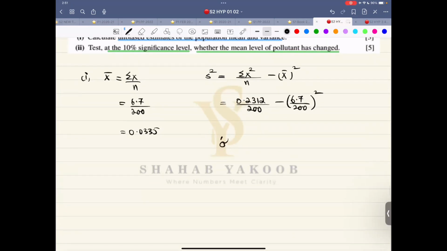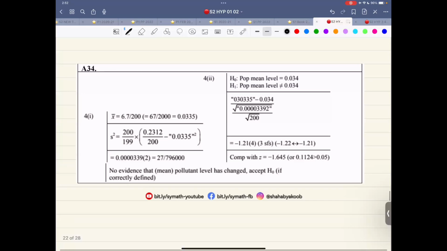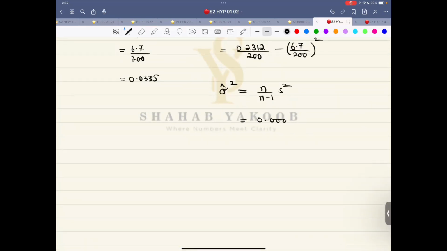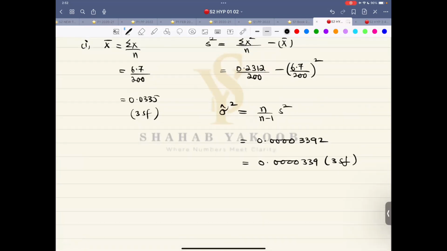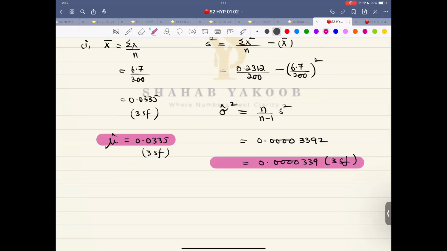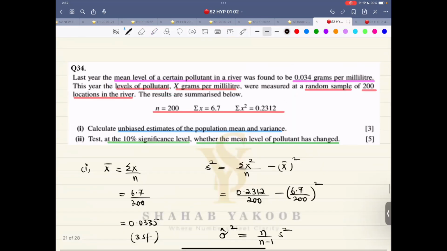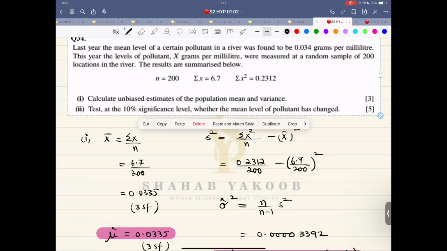0.0335. And for the unbiased estimate, it's N over N minus 1 times the sample variance. This is coming out to be 0.0000339, correct to 3 SF. And this is also 3 SF. So that is the unbiased estimate. The unbiased estimate of population mean is the same thing as the sample mean, so this is 0.0335 to 3 significant figures. Let me highlight these two. This is the unbiased estimate of population mean, and this is the unbiased estimate of population variance, that is sigma square with a hat. Now it says test at the 10% significance level whether the mean level of pollutant has changed.